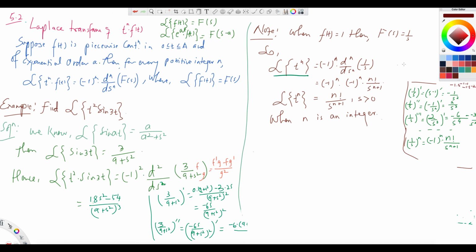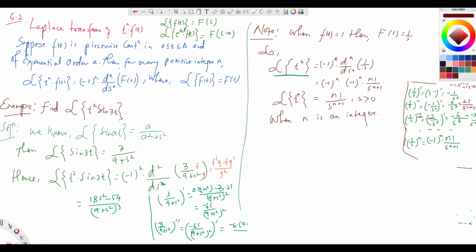So basically what you can write here is 2 factorial over s to the 2 plus 1. For the third derivative, you have 3 factorial over s to the 3 plus 1, but there is a negative sign for the odd. That's why I wrote negative 1 to the n. So if n is even, it will be positive. If n is odd, it will be negative. So n factorial over s to the n plus 1. This is what I get for the nth derivative.